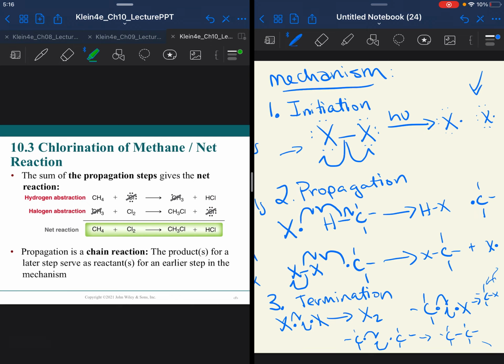Now, the propagation steps are really what show you kind of the overall reaction. If you add them together, kind of like an old Hess's law problem, you wind up getting your net reaction. The initiation and termination steps are really just dealing with making the radical and then using them all up at the end. It's also why this is called a chain reaction, right? The products in the last step are also the starting materials in the first step.